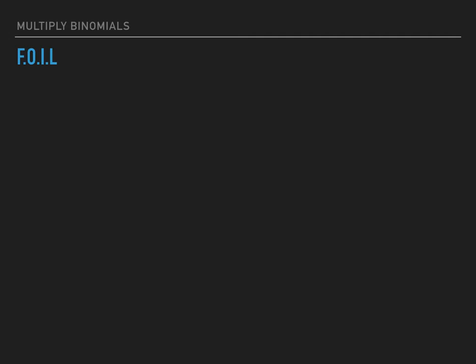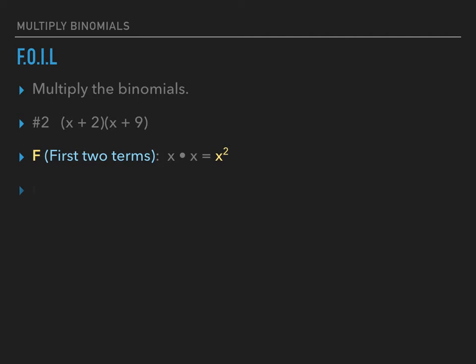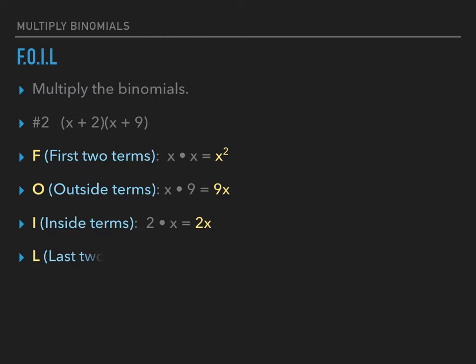So we'll give you one for you to try. This will be example number 2 on your sheet. Write down F, O, I, and L. Show your work, combine your like terms, and write your answer in standard form. Put the video on pause. And then when you're ready, check against my answer key. Final answer, because we're going to combine our linear terms, will be x squared plus 11x plus 18.